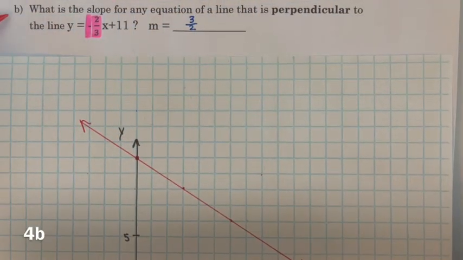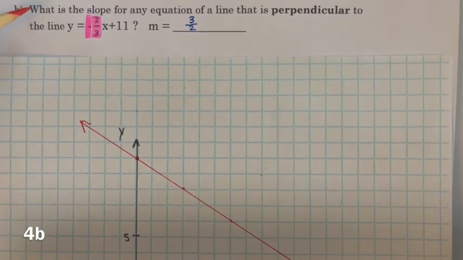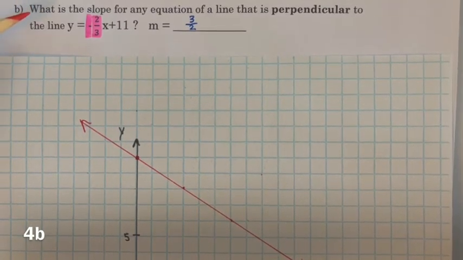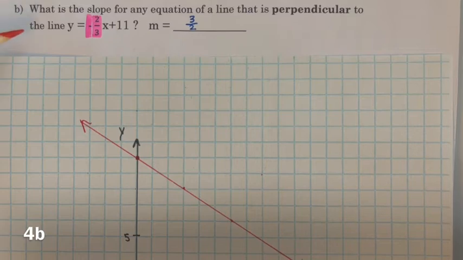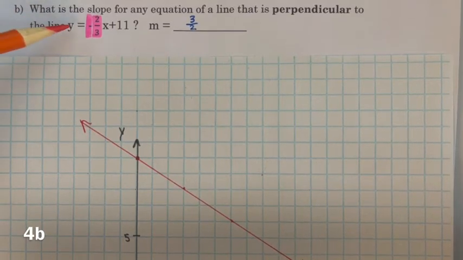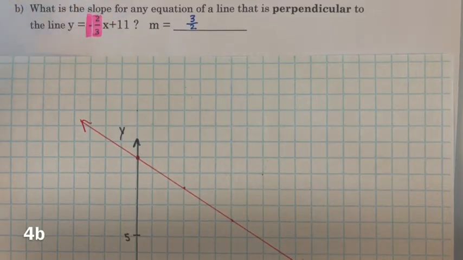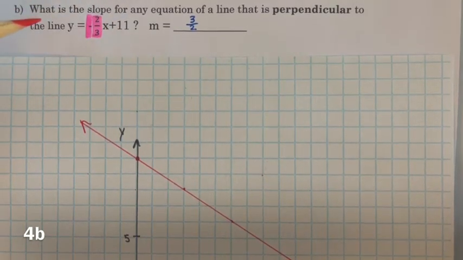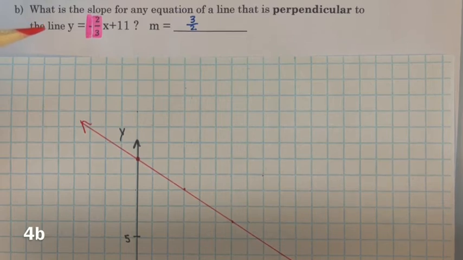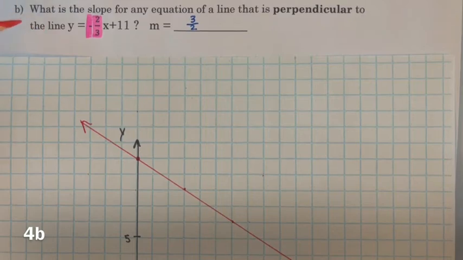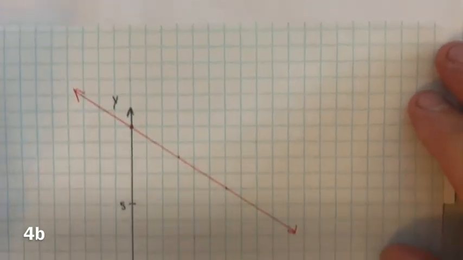For problem 4b, what is the slope of any equation of a line that is perpendicular to the line y equals negative 2/3 x plus 11? So perpendicular, think of the letter T. Those two lines are perpendicular to one another. They create a 90-degree angle.